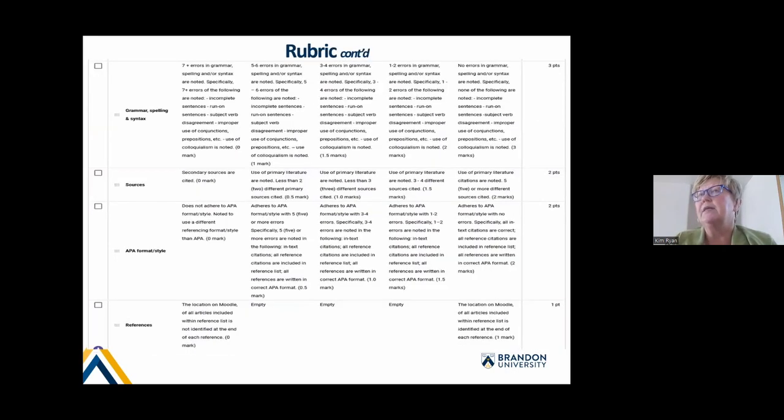The next criterion is grammar, spelling, and syntax. To get full marks, there must be no errors in grammar, spelling, and/or syntax. Specifically, none of the following are noted. Incomplete sentences cannot be included. Subject-verb disagreement should not be observed. Improper use of conjunctions, prepositions, and then colloquialism, absolutely not. So 3 marks is assigned if the assignment fulfills that.